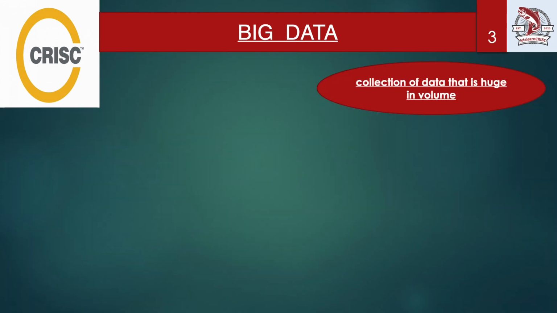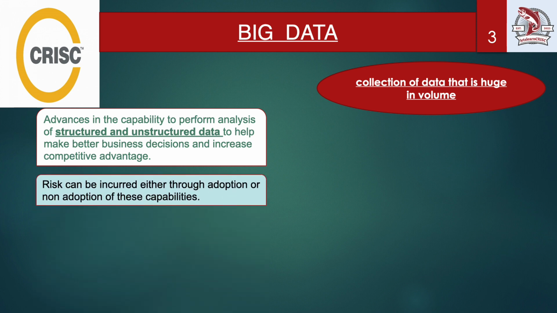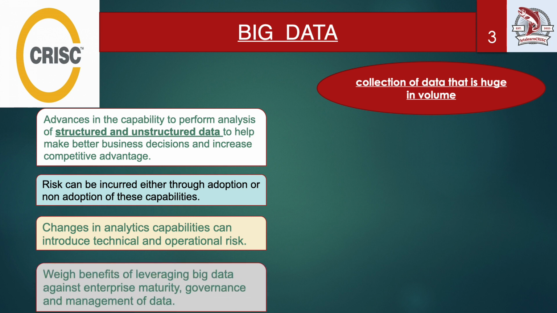Let's have a more detailed overview. Friends, big data is the advance in the structure and capability to perform analysis of structured and unstructured data to help make business decisions and increase competitive advantage. Right? Risk can be incurred either through adoption or non-adoption of these capabilities. Changes in analytics capabilities can introduce technical and operational risk. Weigh the benefit of leveraging big data against the enterprise maturity, governance, and management of data. Right?